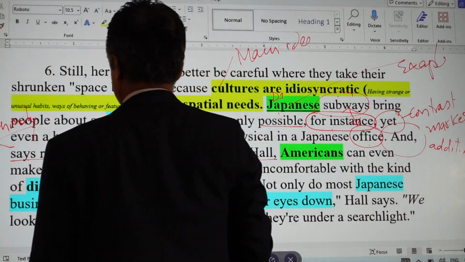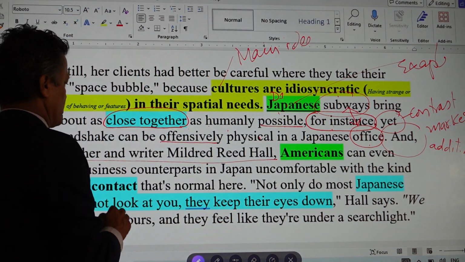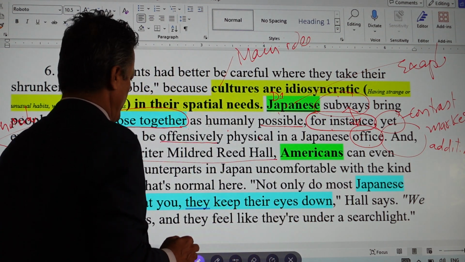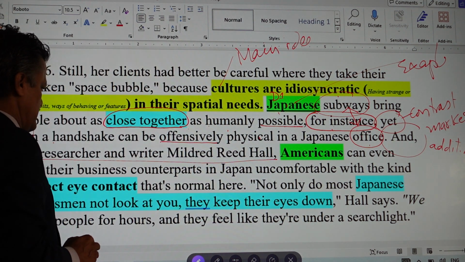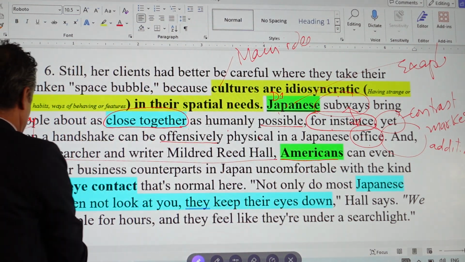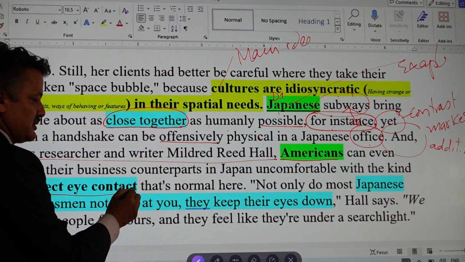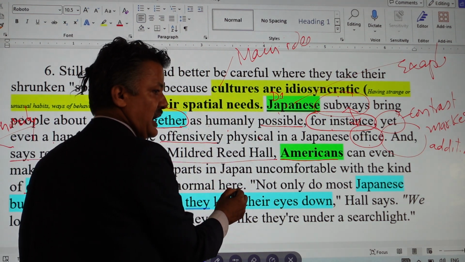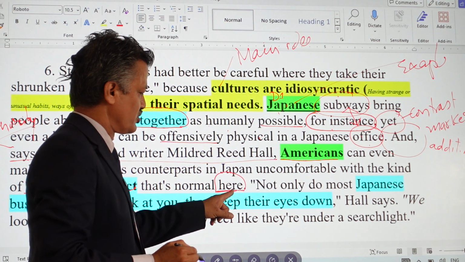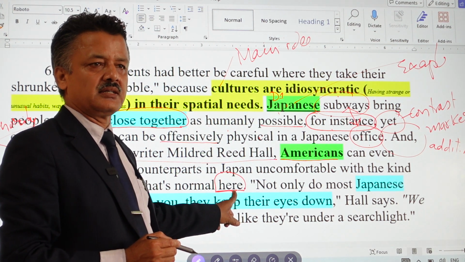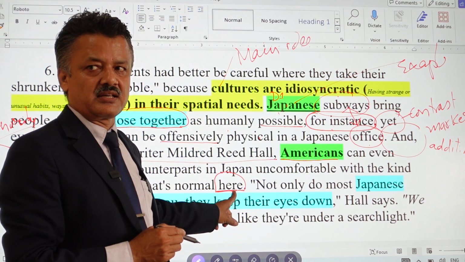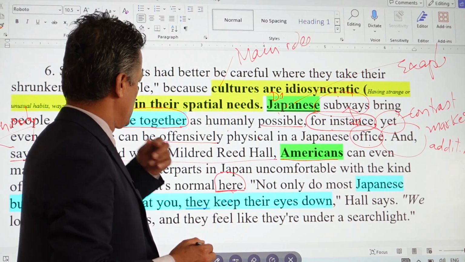Americans can even make their business counterparts in Japan uncomfortable with the kind of direct eye contact. Second example: Americans have direct eye contact. That's normal in America. Here means America. Now this is the word which clearly shows that this essay is taking place in America, because the writer says here, or she quotes, maybe it's a quotation, I don't know.